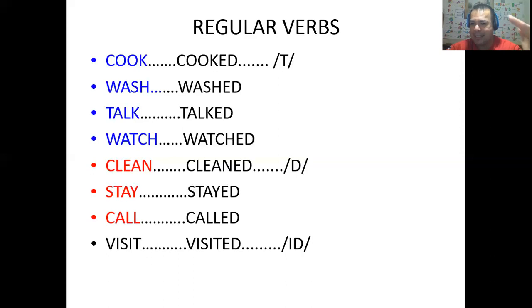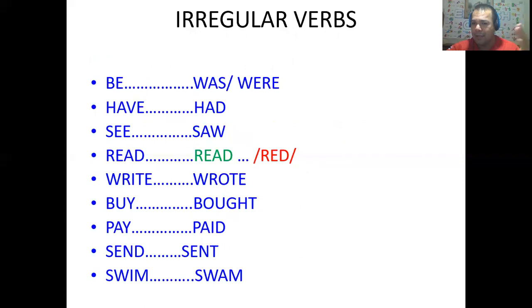Remember, previously it was regular verbs, three different sounds. T sound, D sound, IT sound. Now we have the irregular verbs. What is the difference here from the regular verbs? That here, all these verbs change in writing. Okay, cambian en la escritura. All right, be, was and were. Have, had. See, saw. Read, read. Write, wrote. Buy, bought. Pay, paid. Send, sent. Swim, swam. So remember, the irregular verbs basically change the writing and also the pronunciation.